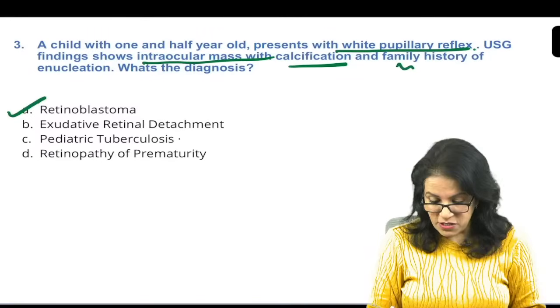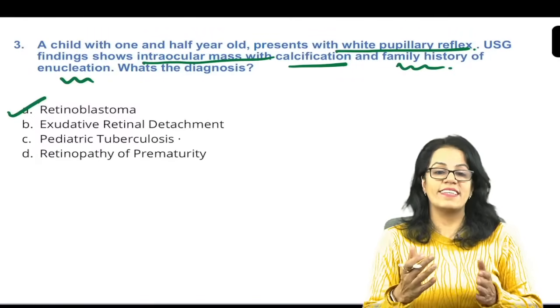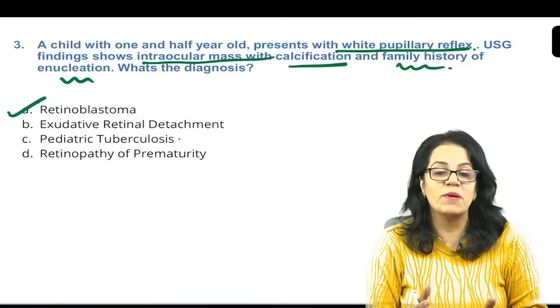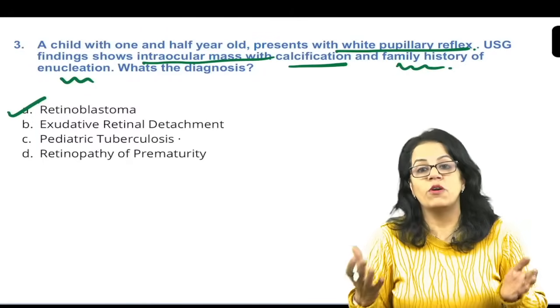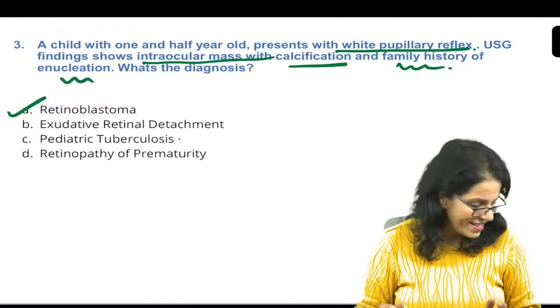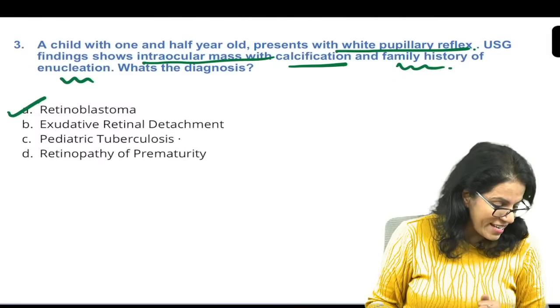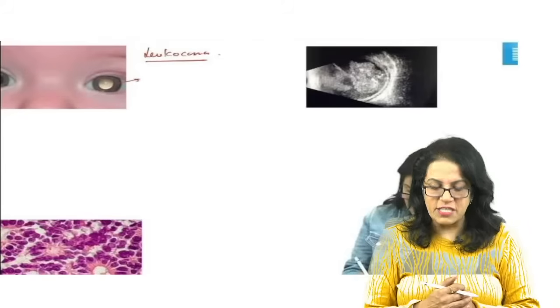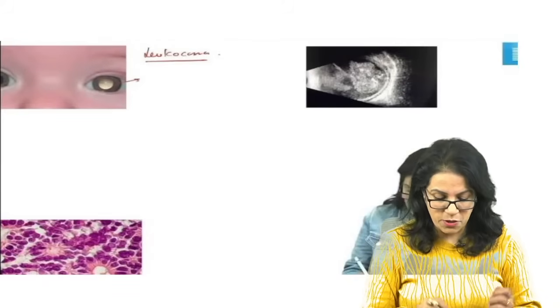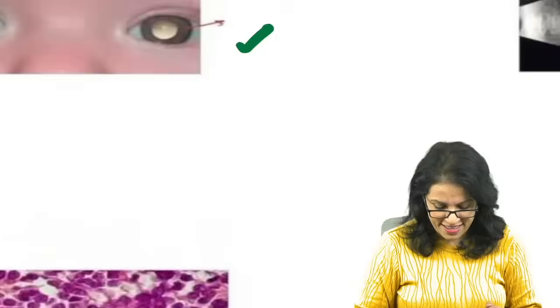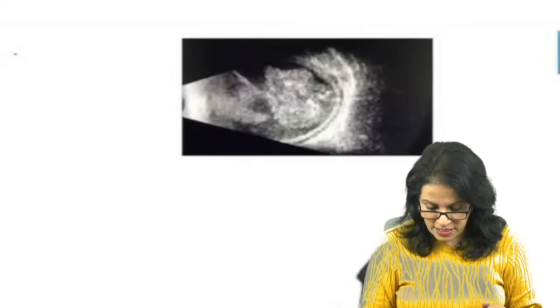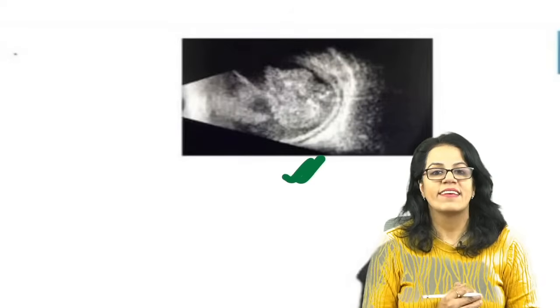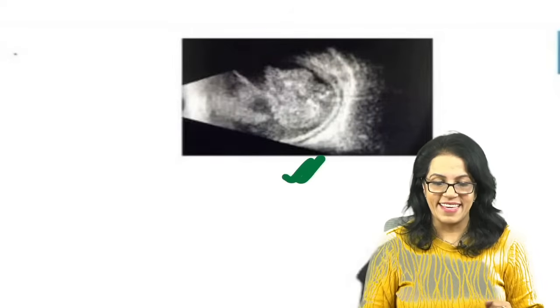And there's a family history of enucleation. So you have to understand that there can definitely be a positive family history, or there may not be a positive family history. Both things are possible. Okay? So I think this was also not a challenge. It was simple, right? And this has again been dealt with in the revision sessions about retinoblastoma. This is your leukocoria. We talked about the Flexner-Wintersteiner rosettes, right? We also talked about the intraocular tumor seen in ultrasound B scan.